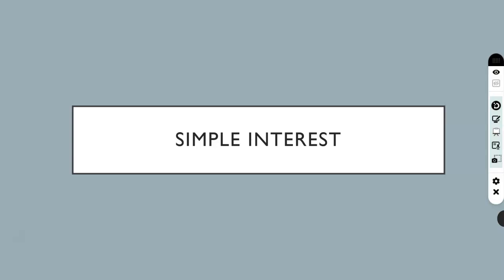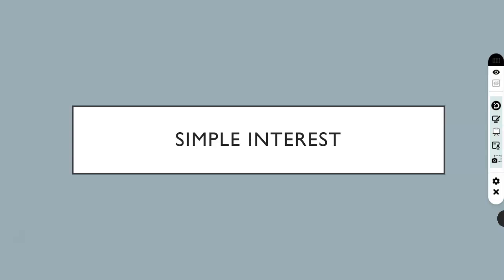Calculation-wise, simple interest will give interest on the principal amount only. For example, if you invest $1,000, then first year you will get interest on $1,000, second year also you will get interest on $1,000 and so on. Whereas in the compound interest, you will get interest on principal plus the interest what you have earned on previous year. So for example, in the second year you will get interest on $1,000 plus the interest what you have earned in the previous year.